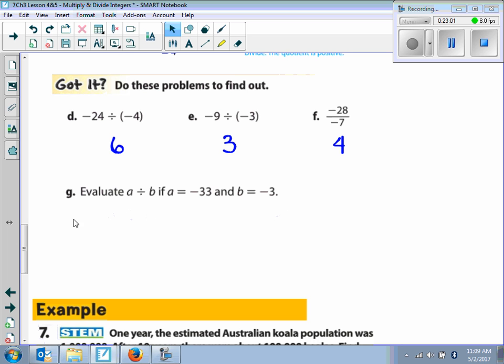Very good. Now, for example G, you're going to substitute and simplify. So here we've got A divided by B, if A is negative 33 and B is negative 3. So wherever there's an A, we're going to put negative 33. So this is going to say negative 33 divided by negative 3. Don't forget your parentheses so you can separate those operations and signs. And now you're going to simplify or divide like normal. So negative 33 divided by negative 3 gives me positive 11.